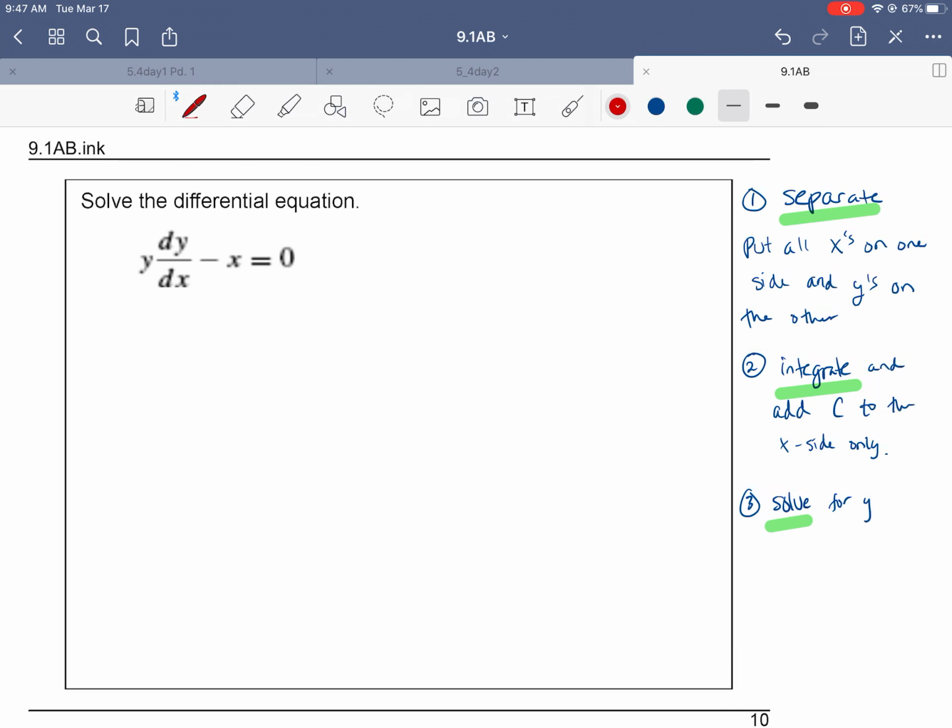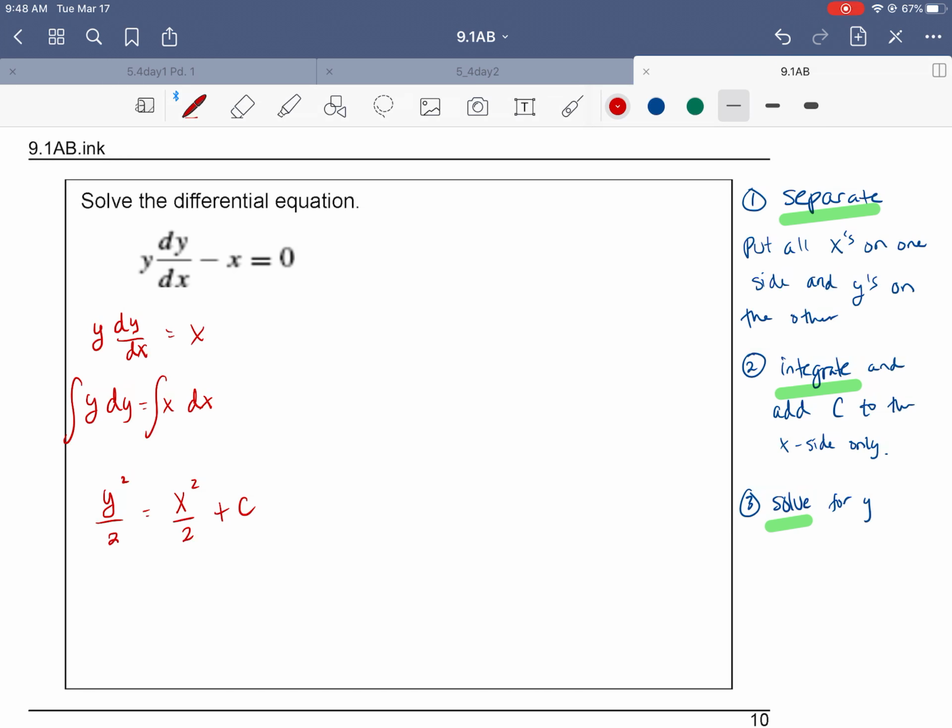Okay, so here's our first equation. All right. So I'm going to add x. And then I'm going to multiply by dx. So I have completed the separate step, and now I'm going to integrate. And I integrate both sides independent of one another. So you can see that I just inserted an integral symbol on both sides. So now I am doing reverse power rule. So y squared divided by 2 equals x squared divided by 2 plus c.